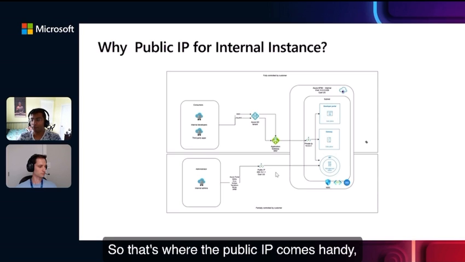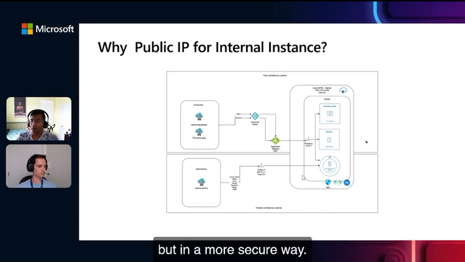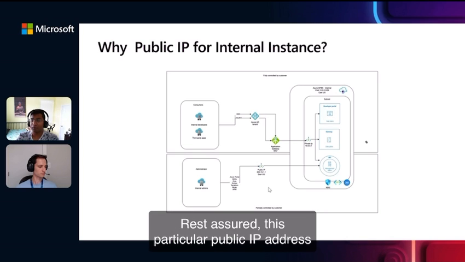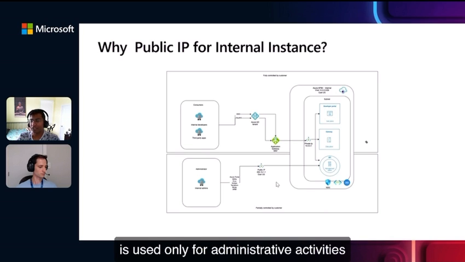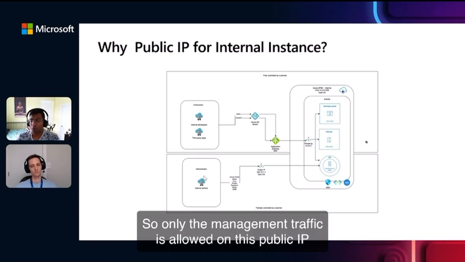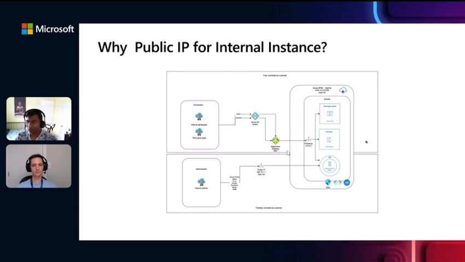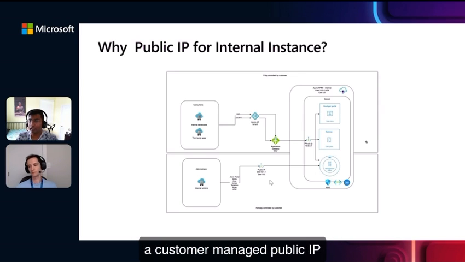So that's where the public IP comes in handy, which allows access to the API Management plane in a more secure way. Rest assured, this public IP address is used only for administrative activities and it is secured by a certificate. Only management traffic is allowed on this public IP, and no other API traffic. So it is required for you to provide a customer managed public IP for both an external instance as well as an internal instance.